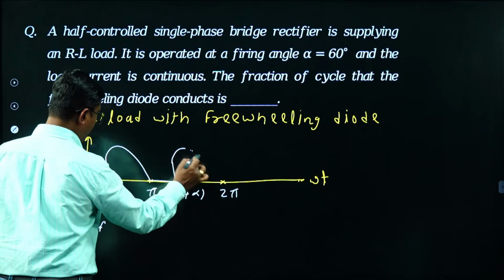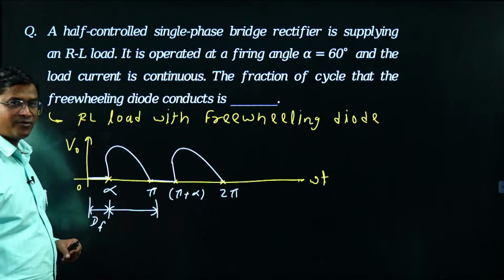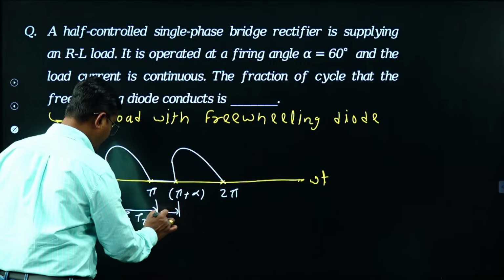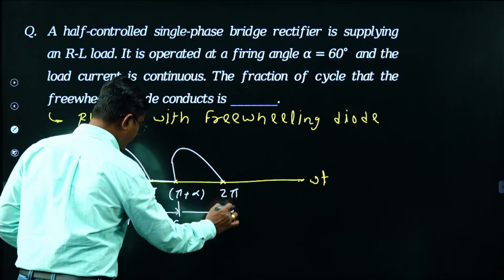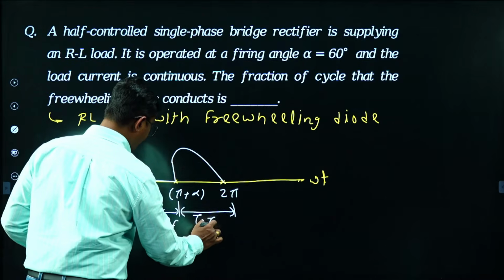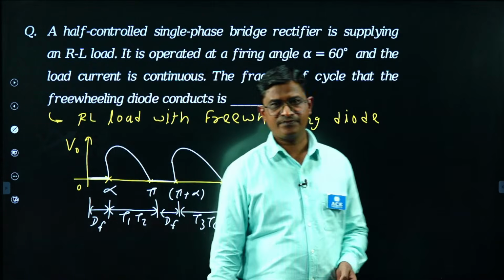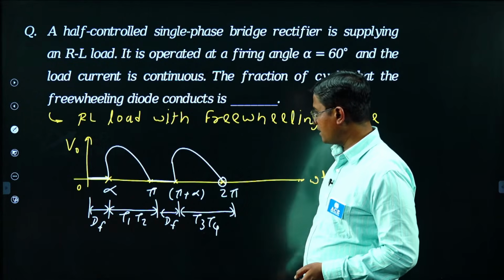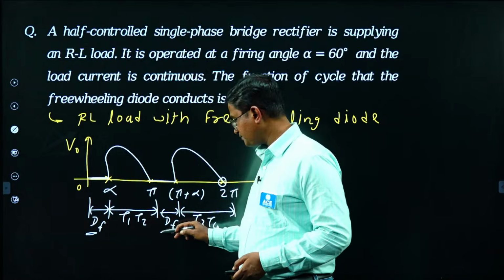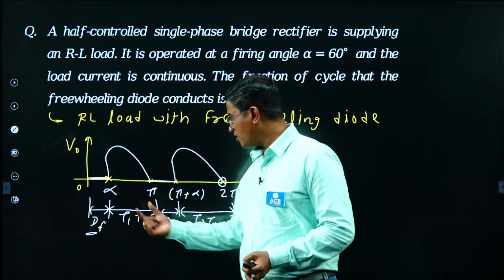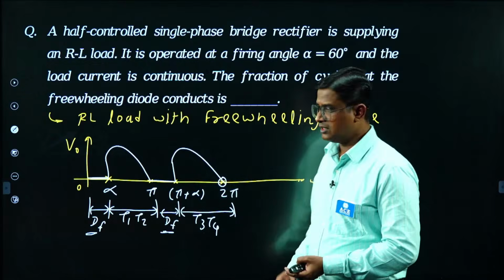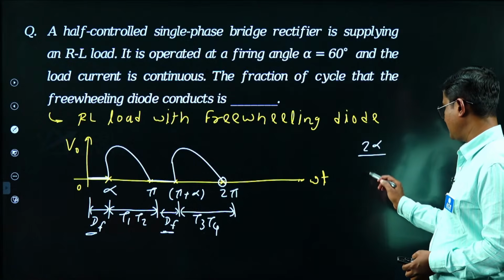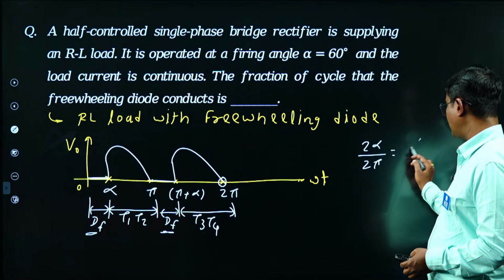Check RL load with freewheeling diode, single phase full converter. We get this type of waveform. First T1 T2, then freewheeling diode, then T3, T4, and again freewheeling diode, right? This is my conduction sequence. Now over 0 to 2 pi, my freewheeling diode conducts here and here. So the total conduction angle of the freewheeling diode is 2 alpha out of how much angle? 2 pi. 2 alpha by 2 pi, that is nothing but alpha by pi.